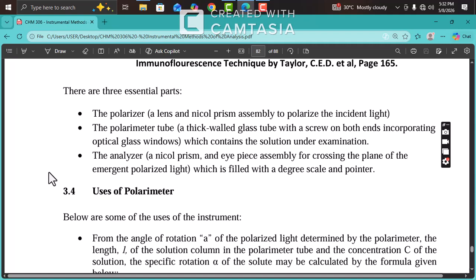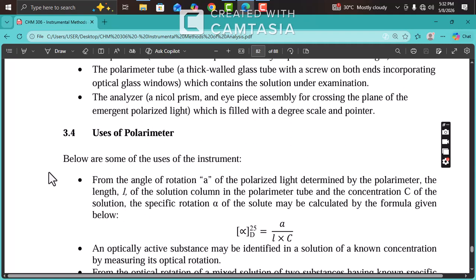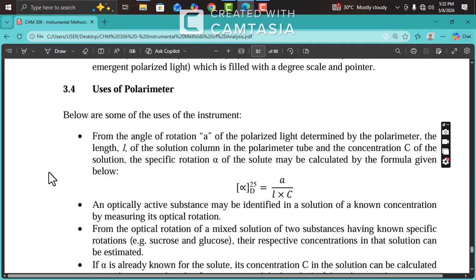Now, uses of polarimeter. Of course, you can determine the angle of rotation, right? Then another important one is you can use it to identify an optically active substance of known concentration.